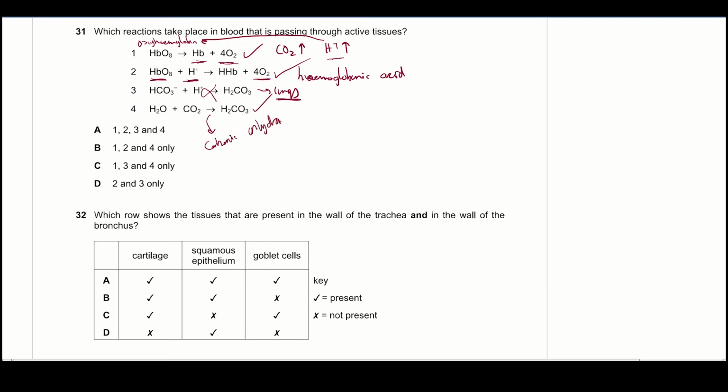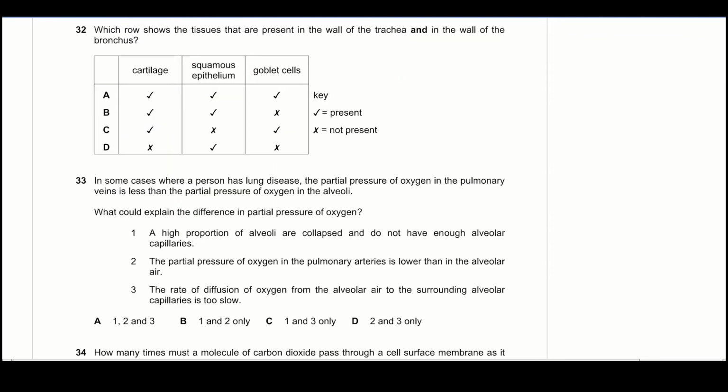anhydrase. Which row shows the tissues that are present in the wall of the trachea and the wall of the bronchus? So let's start with cartilage. We know that both trachea and bronchus have cartilage. Trachea has C-shaped cartilage, and bronchus has irregular blocks of cartilage. So, all these are correct.